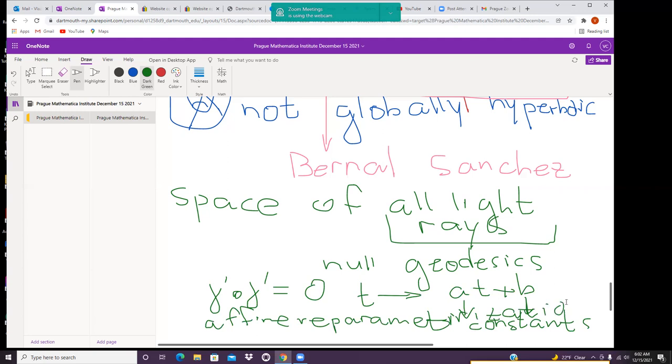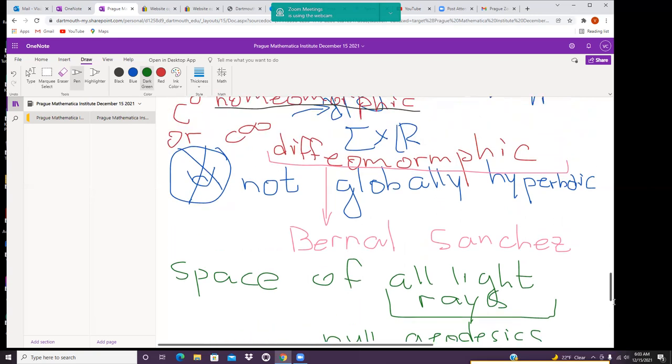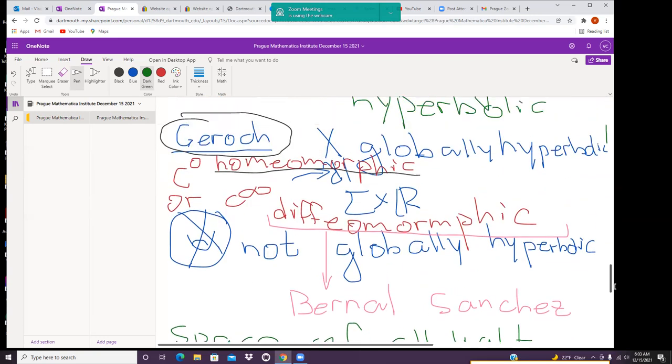So of course you can ask what will happen if instead of choosing t goes to at plus b, you choose a more complicated reparameterization, and the answer is this would be a wonderful curve, but it will not satisfy the geodesic equation. But if you do the reparameterization t goes to at plus b, it will still be a light ray. There is a question, what is the physical significance of this number a, and the answer is pretty much that this is the energy of a photon. So photons go along light rays, but they have different energy, and these parameterizations correspond to different energies.